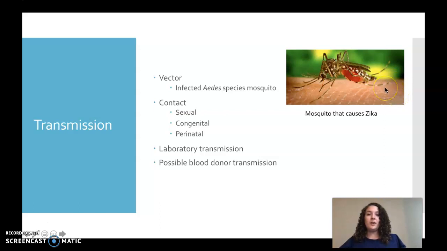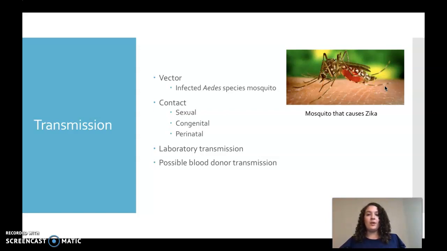It can also be spread human to human through contact transmission, so it can be spread through sexual relations. It can be spread through congenital transmission, which is when an infected mother passes a disease onto her unborn child in utero. It can also be spread through perinatal transmission, which is when an infected mother can give the virus to her child through labor or shortly after birth.